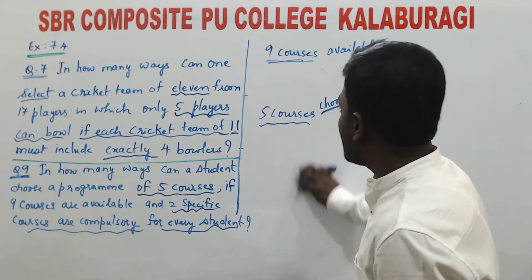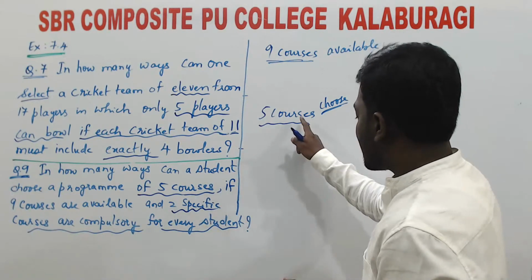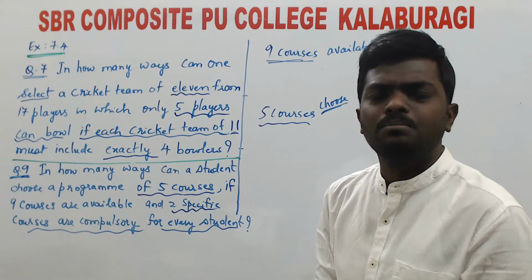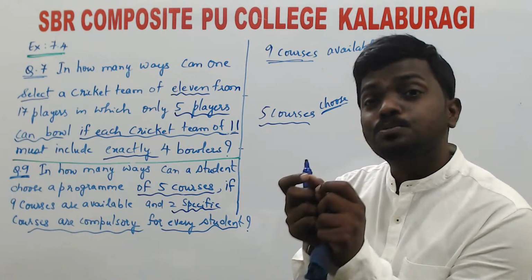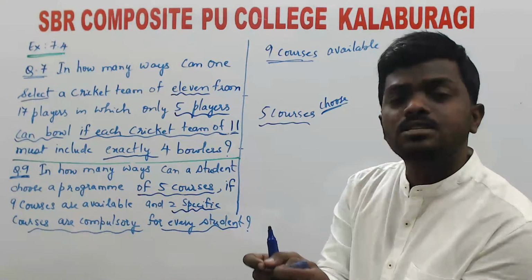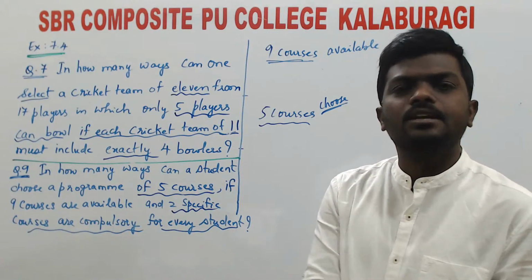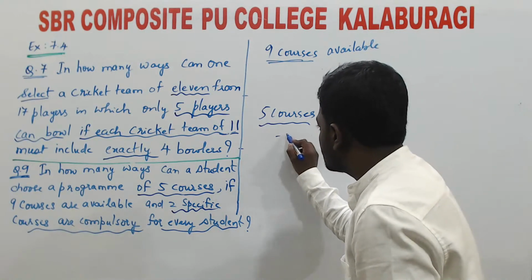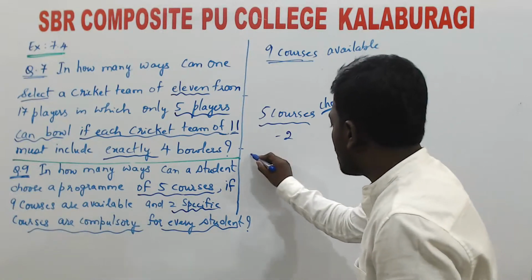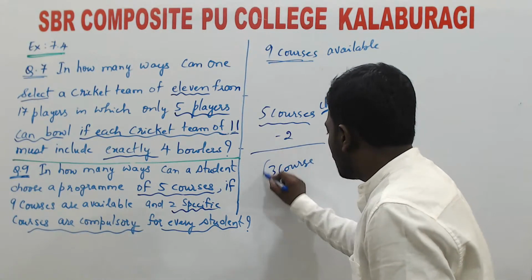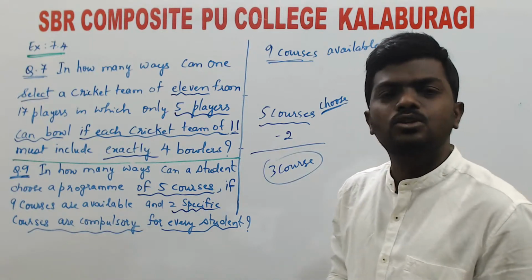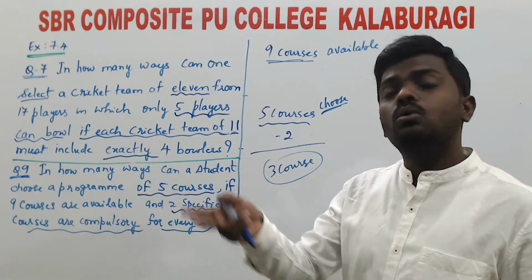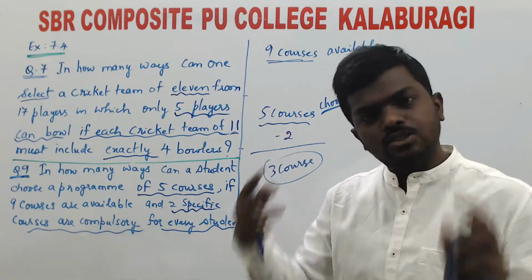Is that clear? So now, 9 courses are available for him. He has to take 5 courses, but 2 courses are compulsory for him. He can't do anything. Those 2 specific courses he has to study, whether he likes it or doesn't like it. So how many are there for him for choice? 2 is compulsory, so how many can he choose now? He has only 3 courses which he can choose. Either he can take physics, chemistry or maths or biology or electronics or CS. But the languages are compulsory. He has to take them only.